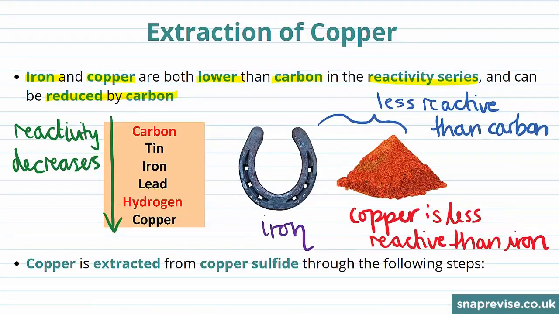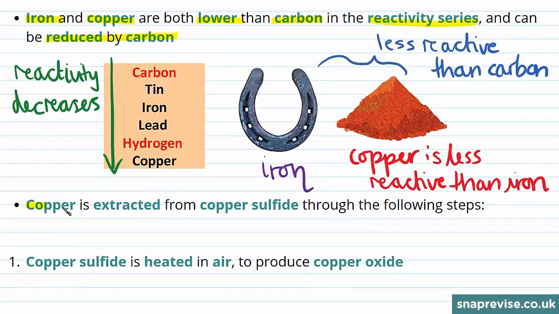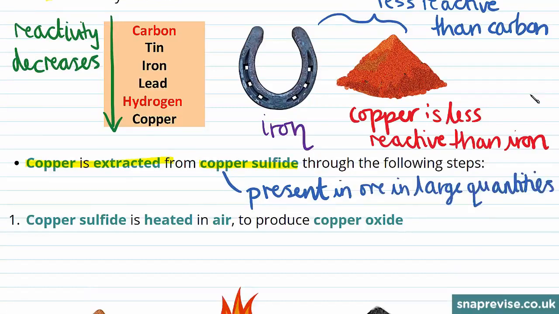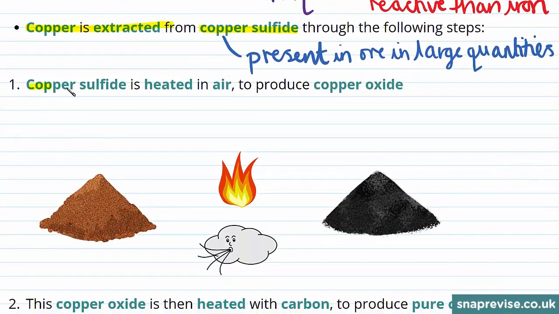Firstly, we can look at the extraction of copper. In the case of copper, the ore contains lots of what is known as copper sulfide. Our first step is therefore to convert this copper sulfide to copper oxide, and this is achieved by heating the copper sulfide in air, leading directly to the production of copper oxide.